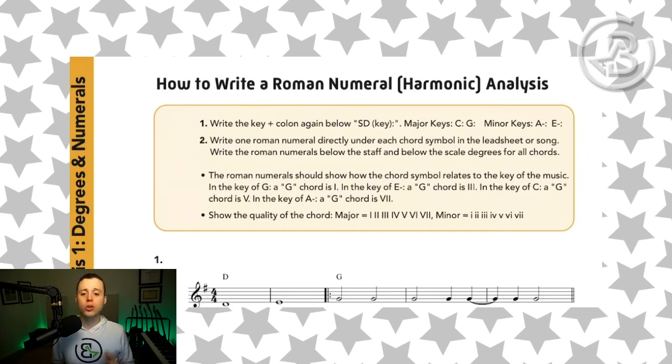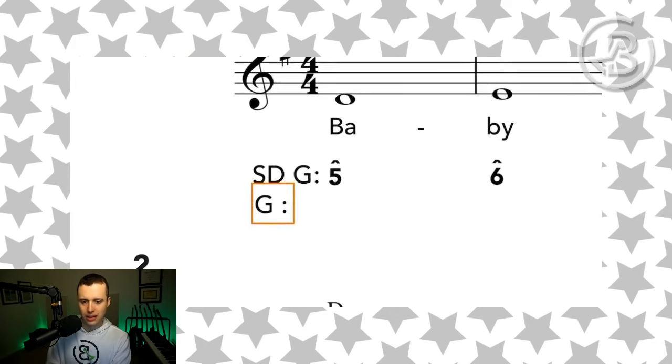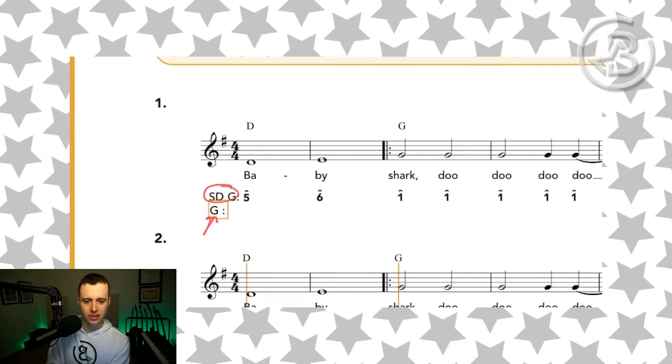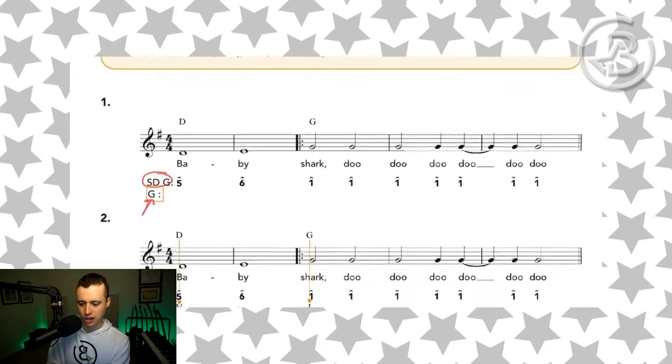In this lesson, you are going to learn how to write a Roman numeral analysis. It's also called a harmonic analysis because we're going to analyze the harmony or the chords with Roman numerals. So step number one is to write the key and the colon again below where you did the scale degree. So we can see that up here we have scale degree, key of G. And then below that, we're writing again just the key of G to show that everything that comes after this is talking about the key of G.